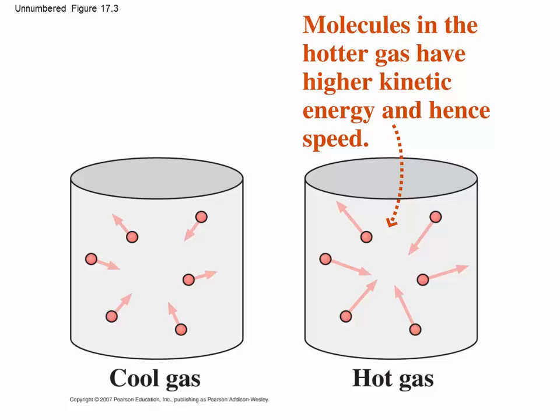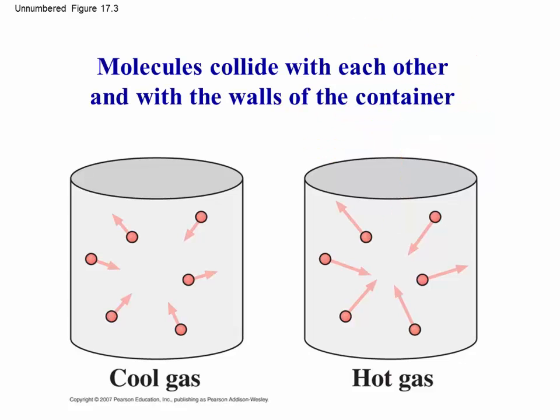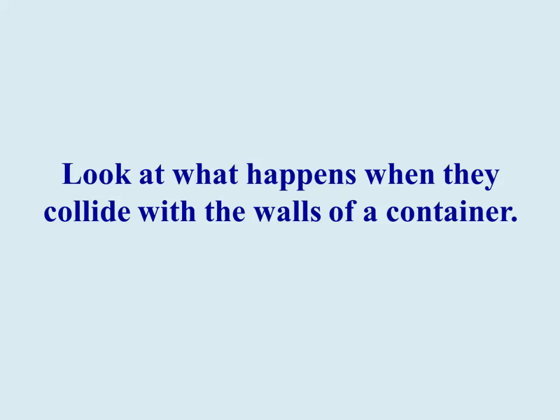When we have a hot gas, they're moving faster. And that additional kinetic energy is what we mean when we say something is hot. It's got a lot of kinetic energy. The molecules collide with each other and with the walls of the container. The collisions with the walls of the container are the result of forces, and those forces result in what we call pressure. So let's look at what happens when those atoms collide with the walls of a container.